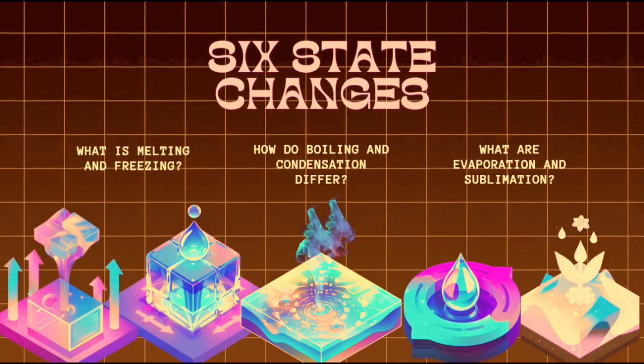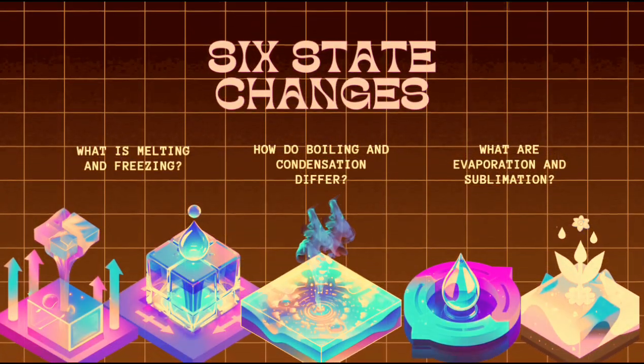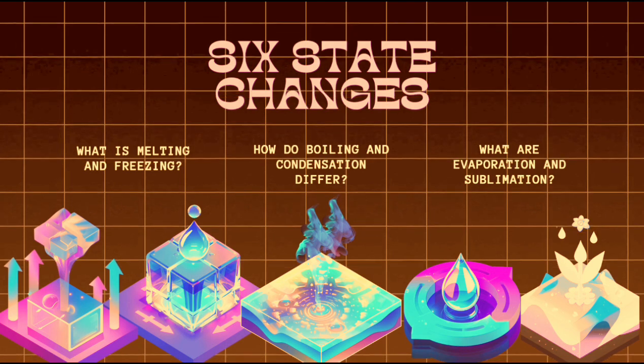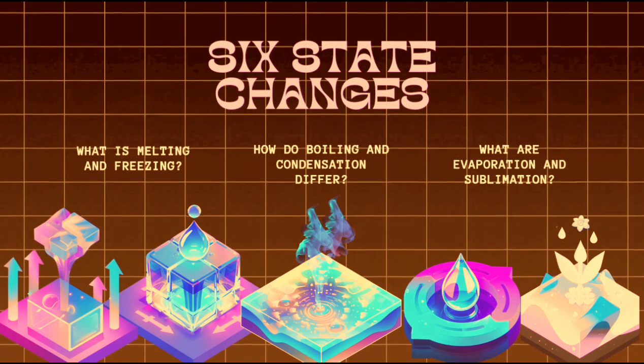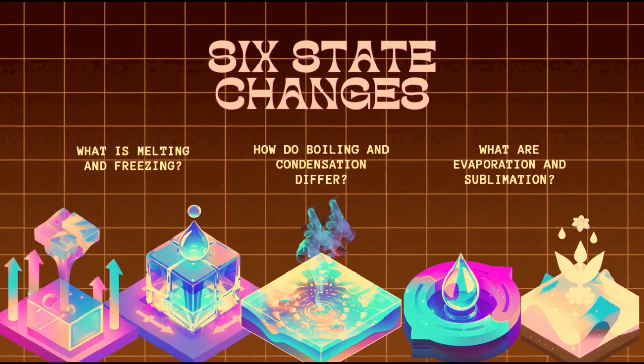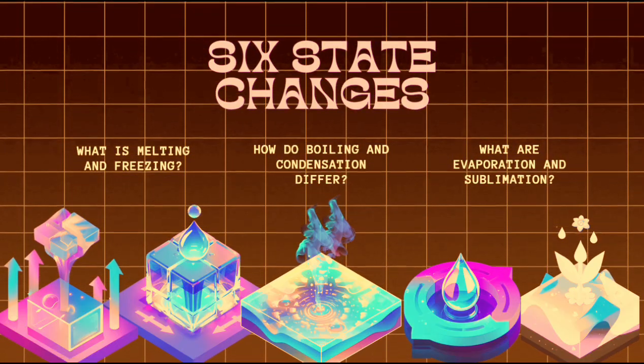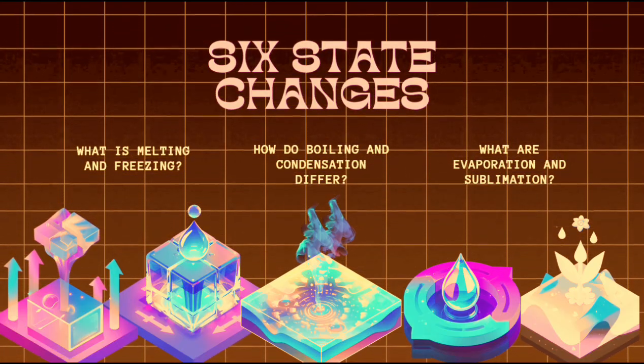The six common state changes are melting, freezing, boiling, condensation, evaporation, and sublimation. Each process involves either gaining or losing heat energy, which causes matter to transform from one state into another.